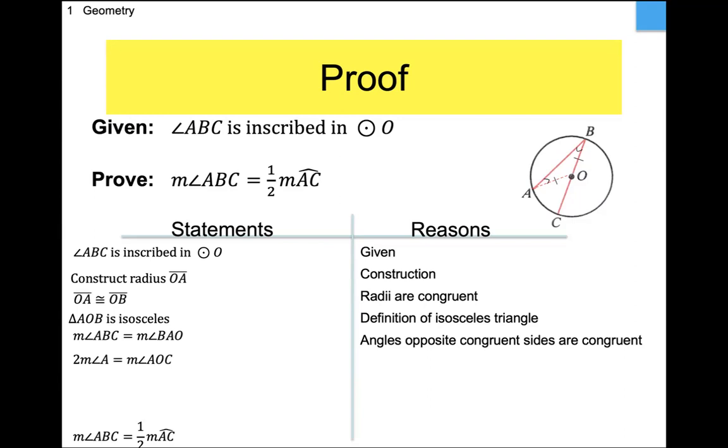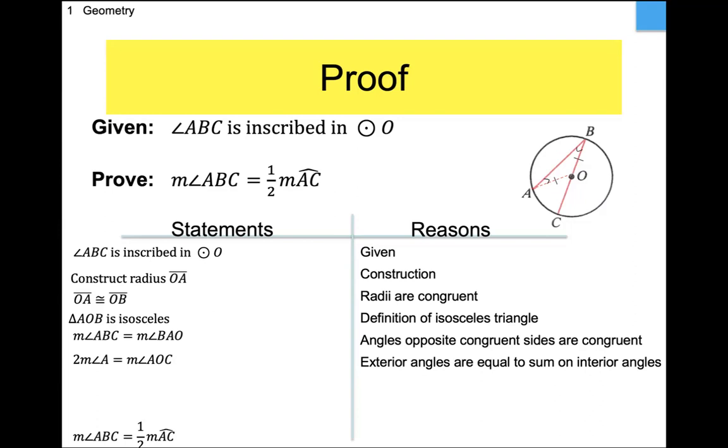But wait a minute. In the previous statement, we said that angle A and angle B are congruent. So I can pick either one of them. I'm going to suspiciously choose angle A and say that two angle A's is equal to AOC. But that statement right there comes from the fact that the exterior angle of a triangle is equal to the sum of the two remote interior angles.